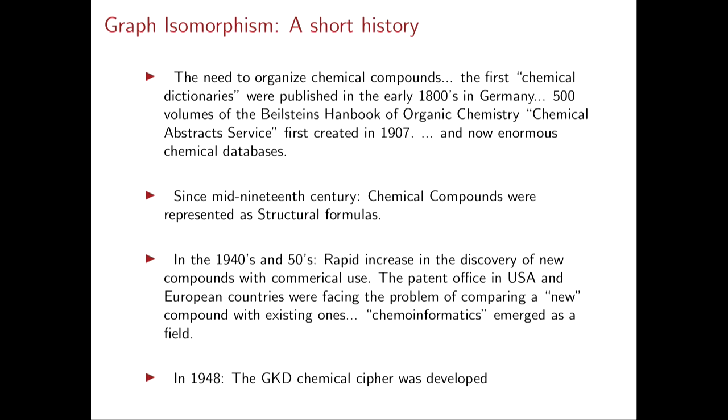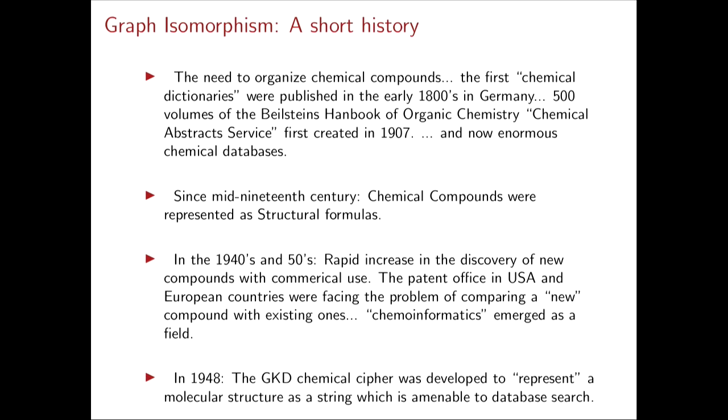And in 1948, the so-called GKD chemical cipher was developed. I've forgotten the names of the three characters, Gordon, Kendall, and somebody. It was to represent a molecular structure as a string, so that it's easily amenable to database search. So you want to know whether this molecule is already there in the database. You have a database of strings, so you take this molecule, represent it as a string, which is the representation used for different molecules, and you search in the database.